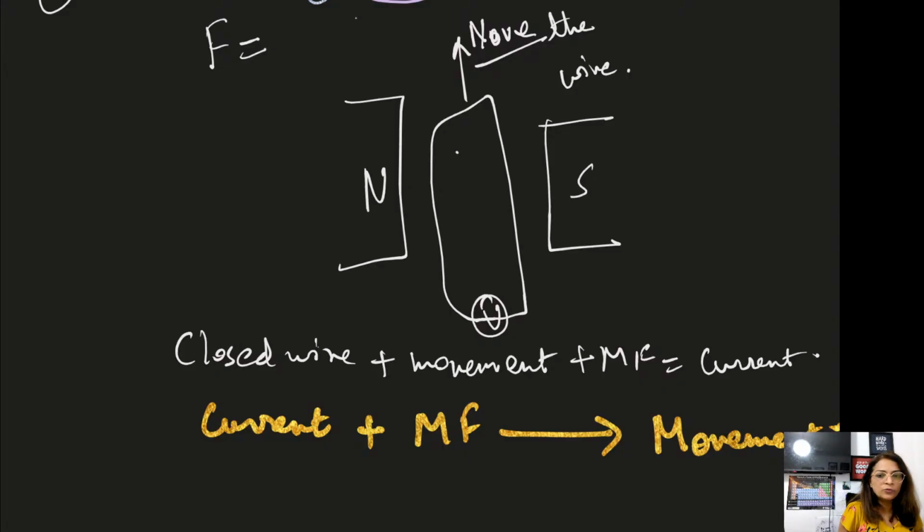Alvin, did you understand what I'm talking about? Closed loop of wire. Okay, fine.